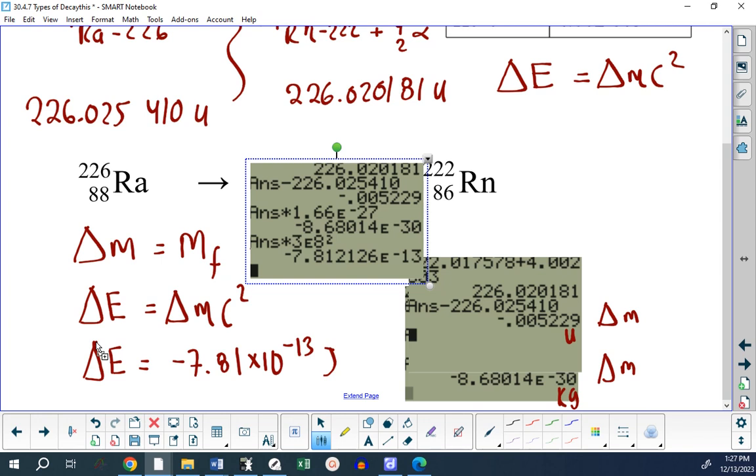Things you're learning in chemistry about energy still are applicable here. It's just that the energies here are huge compared to kilojoules. This is less than a kilojoule, right? But this is for one nucleus. A mole of radium would release this much times 6.02 times 10 to the 23. A mole, 6.02 times 10 to the 23 atoms. It'd be a large amount of energy.